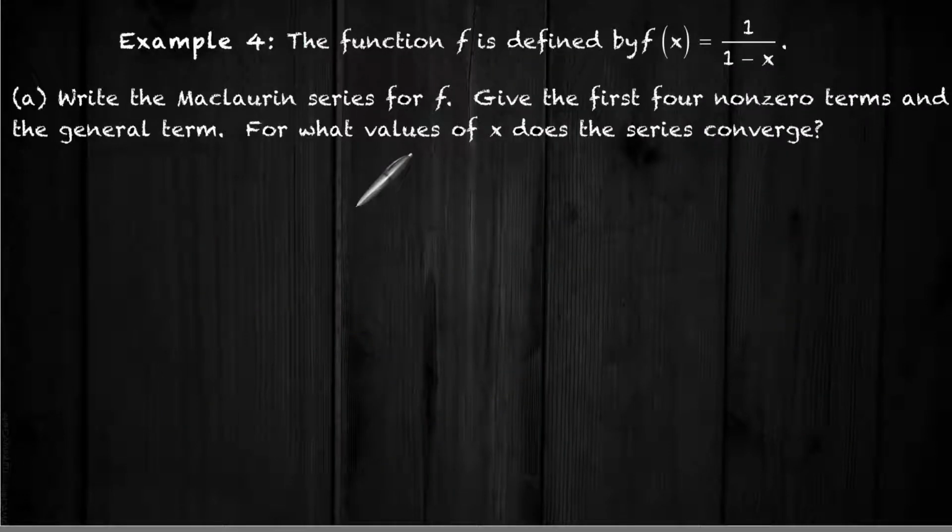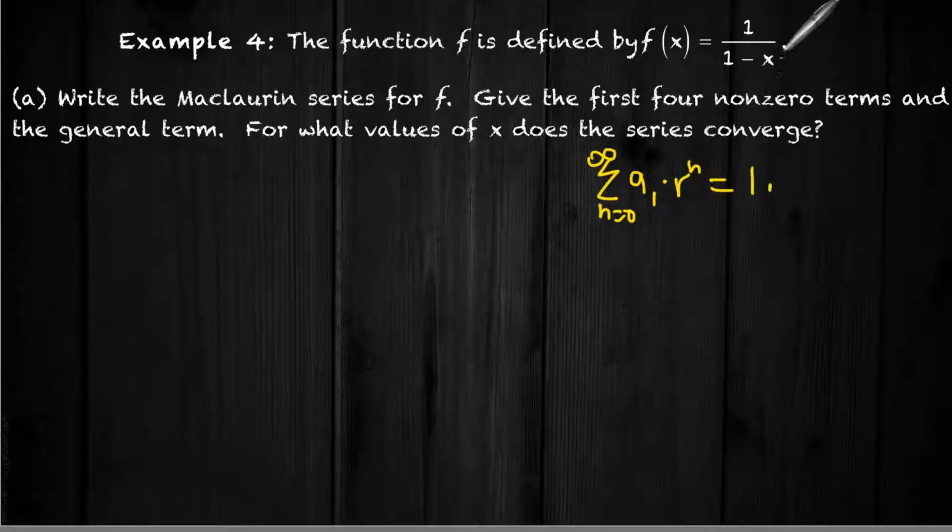Okay, here in example 4, we recognize from the last video that this is in the form of a geometric series right here. And so remember that a geometric series can be written as the sum from n equals 0 to infinity of a1 times r to the n. Our a1 is 1 right here, and our r is x. So basically, this is x to the n. And so it says give the first 4 non-zero terms.